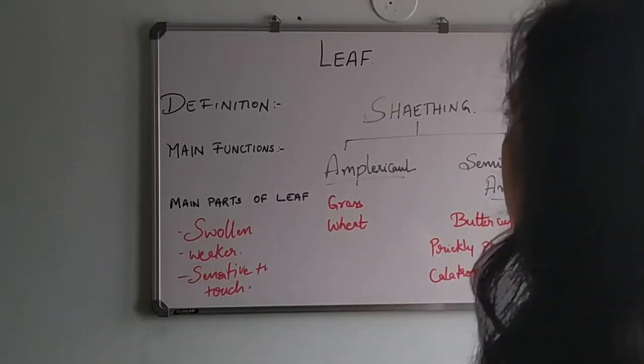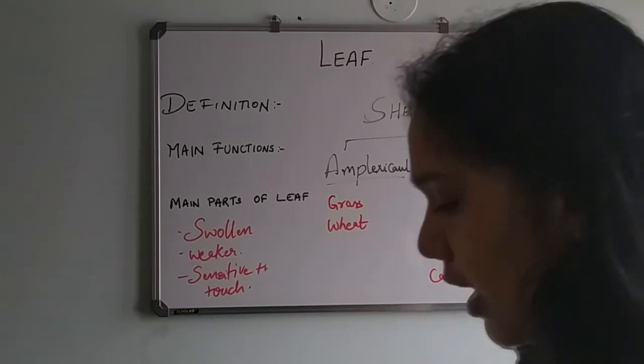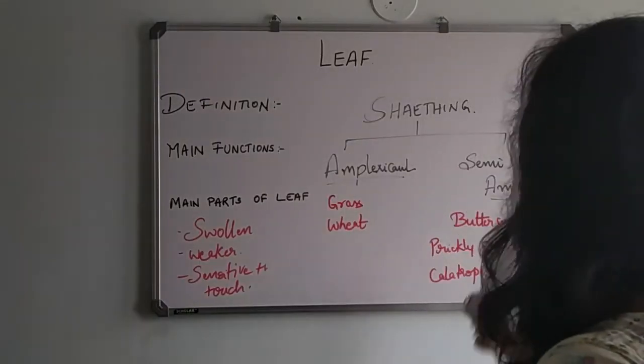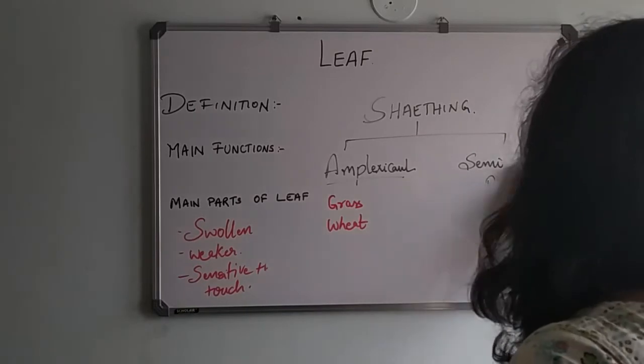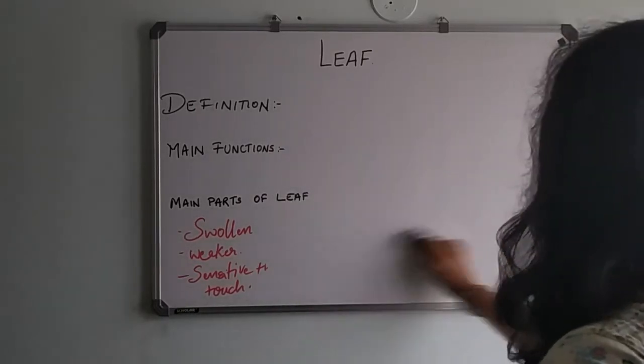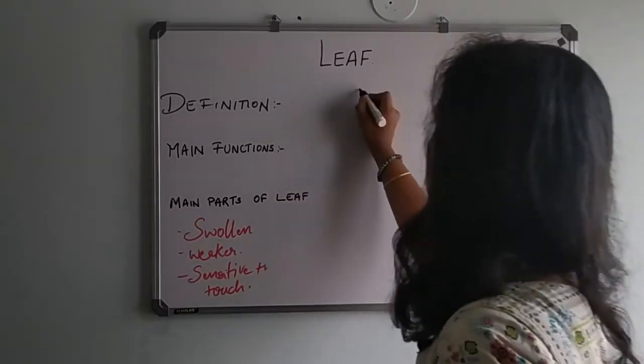Now, after understanding the structure of the leaf, we are going to go further to understand another important part which is present in the leaf along with these three structures. They are called the stipules. What are these stipules?